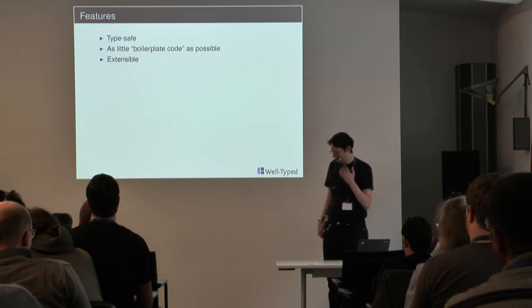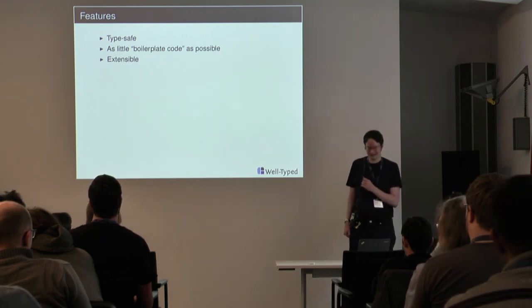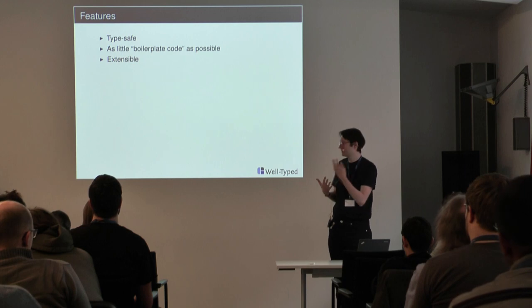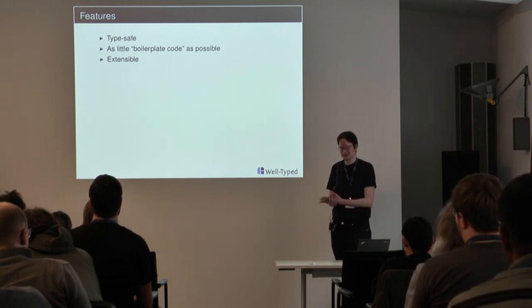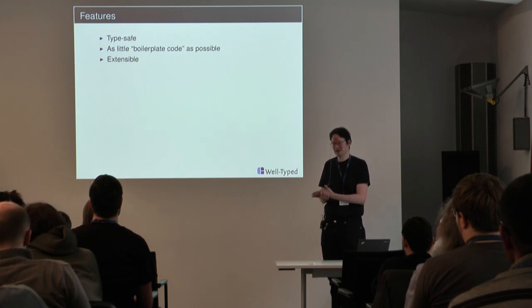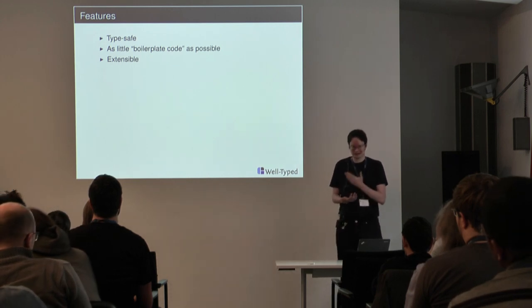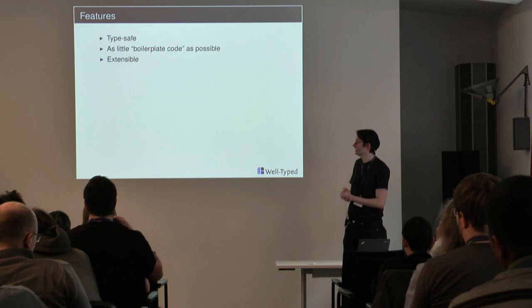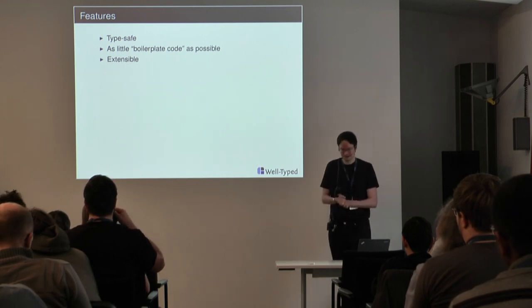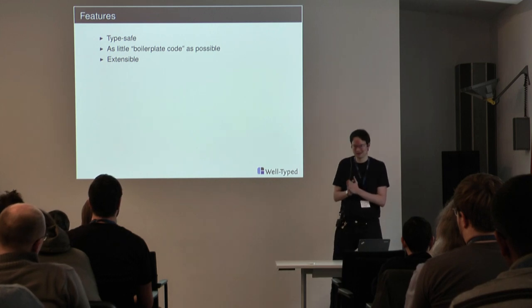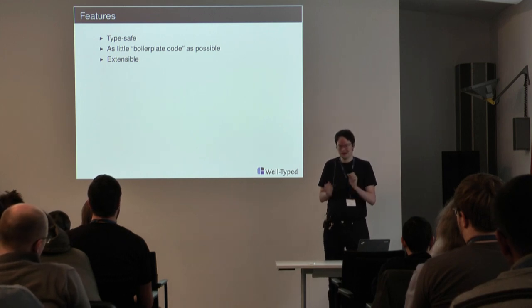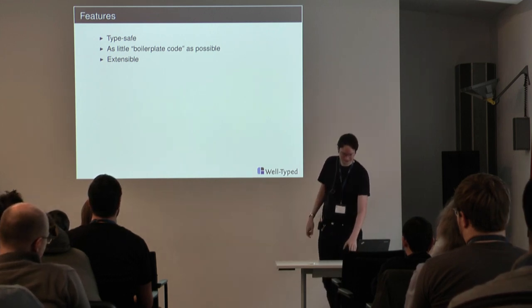So let's see, what are the features of servant? The main goal is that it should be as type safe as possible. There should be as little boilerplate code as possible when you write web applications like web servers, stuff like that. It should be extensible, so if you want to add something to servant that isn't there before, you should ideally be able to do it without needing to change the core library.